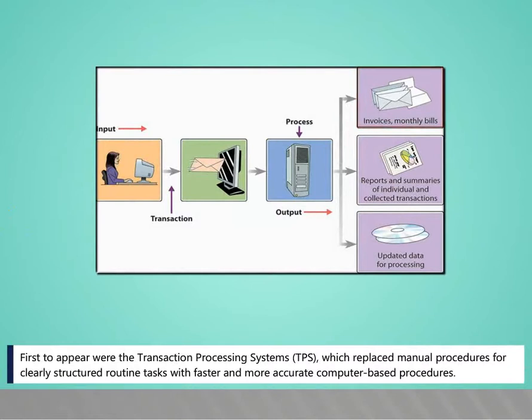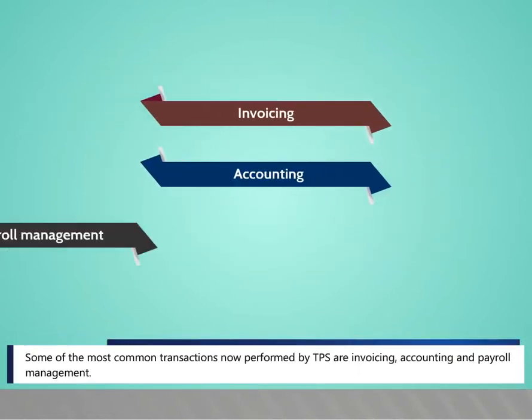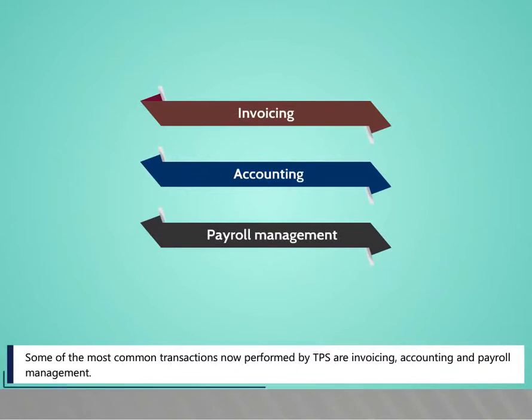First to appear were the Transaction Processing Systems (TPS), which replaced manual procedures for clearly structured routine tasks with faster and more accurate computer-based procedures. Some of the most common transactions now performed by TPS are invoicing, accounting, and payroll management.